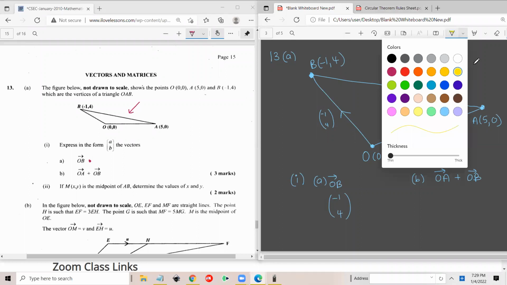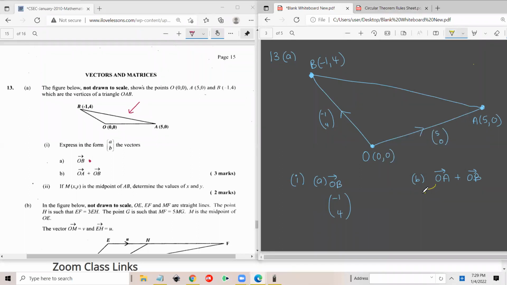And part B is equally as easy. They just want you to take OA and add it to OB. OA is how much? 5, 0. I have it on the screen here. And OB, well, we have it here. -1, 4. You want to simplify this for me and send your final answers? Add the 2 top numbers, add the 2 underneath numbers. All right, Haley, correct. All right, Zachary, correct.